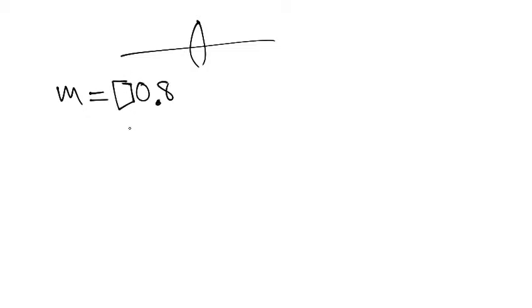Okay, so this problem involves a convex lens that is needed to produce an image that is 0.8 times the size of the object. So we have a convex lens, and we know that if the image is 0.8 times the size of the object, that means the magnification is going to be 0.8. But we don't know the sign yet.